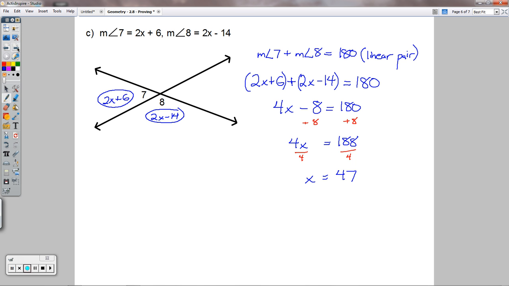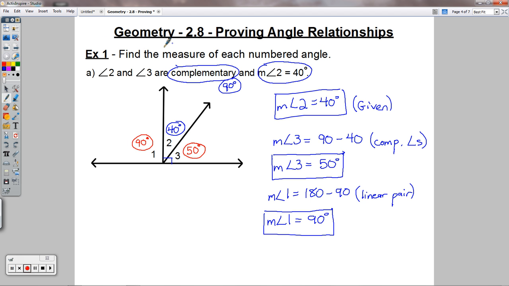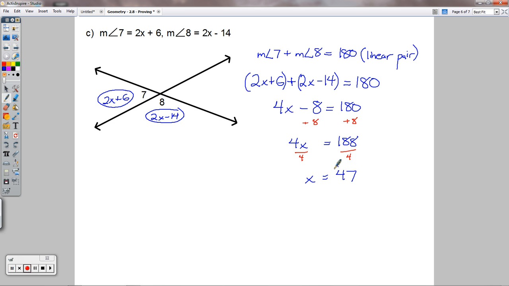Now, what did the instructions say? If I go back to the instructions here, find the measure of each numbered angle. Did I do that yet? No. So please don't stop there. Don't make that mistake. I'm worried that some of you might make this mistake on a quiz if you're one of my students. So we're going to take this and do what with it? We've got to plug it back in here and here to find the measure of angle 7 and the measure of angle 8.